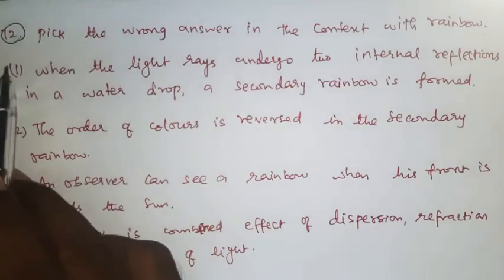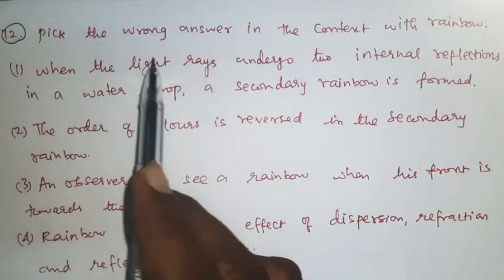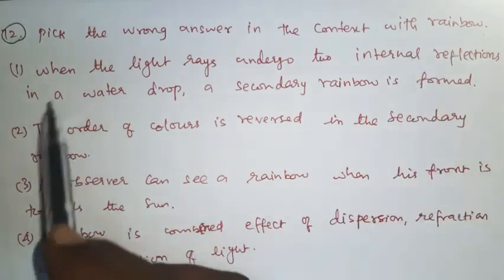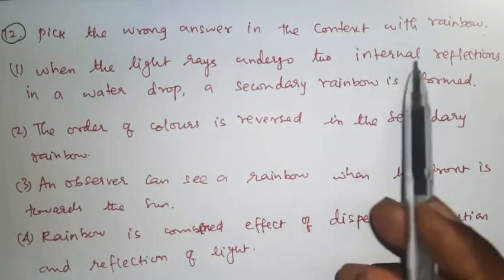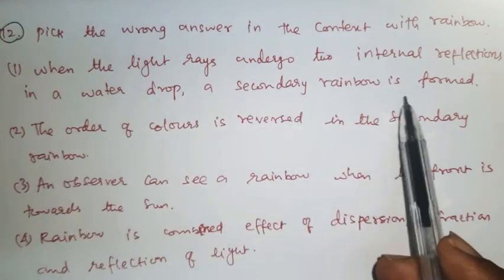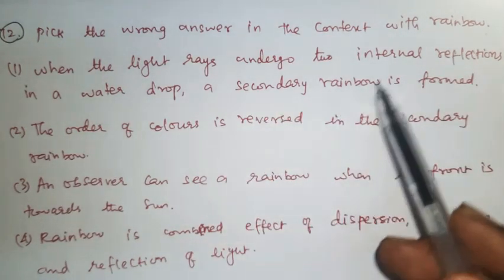Question number 72. Pick the wrong answer in the context of the rainbow. When light rays undergo two internal reflections in a water drop, a secondary rainbow is formed. Yes, for a secondary rainbow, there are two internal reflections.